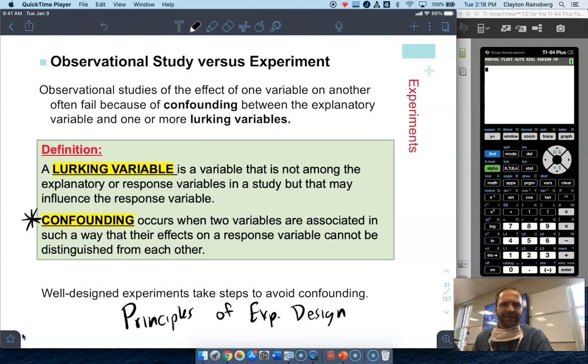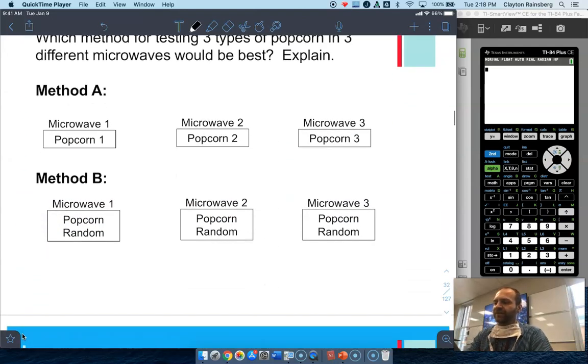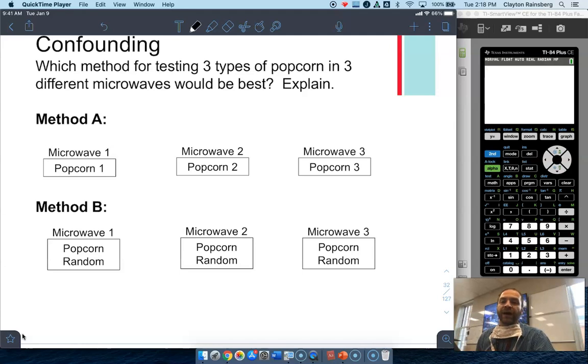Now, another example of confounding, if you think about it, just something with popcorn. You have 3 brands of popcorn: popcorn 1, popcorn 2, popcorn 3. You also have 3 different types of microwaves: microwave 1, microwave 2, microwave 3. And you want to know which is the best popping of popcorn, which one doesn't leave those hard kernels at the bottom of the bag after they pop in the microwave. So you put popcorn 1 in microwave 1. You put popcorn 2 in microwave 2. You put popcorn 3 in microwave 3. And you pop them. Well, then you analyze the results.